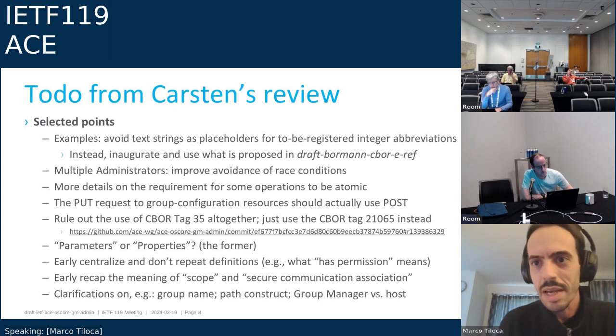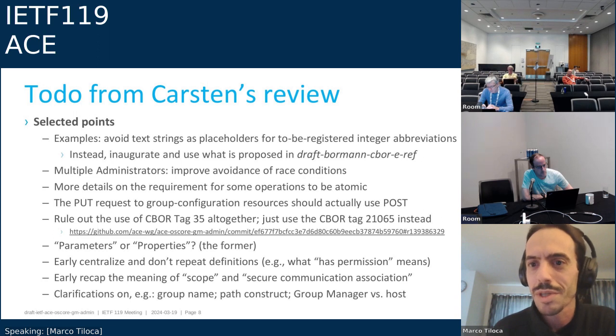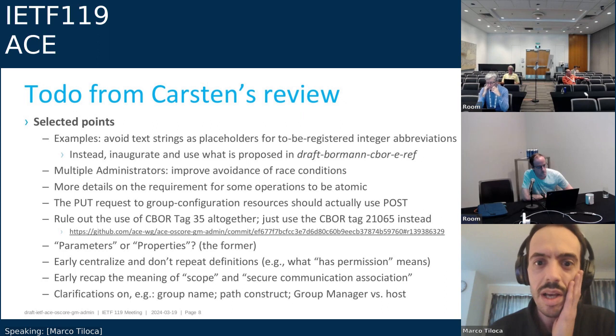Right, this is a selected list of points from Carsten that we still have to address in the next version. The first point is relatively easy, but still quite important. It's about examples that should stop using placeholders that can be confusing, but still were used as a de facto way to indicate to-be-registered abbreviations as text strings while they're intended to be integers instead. So now we have a new document from Carsten in the CBOR working group that can be taken as a starting point to make the examples not ambiguous. And this document is a good starting point to try out that approach.